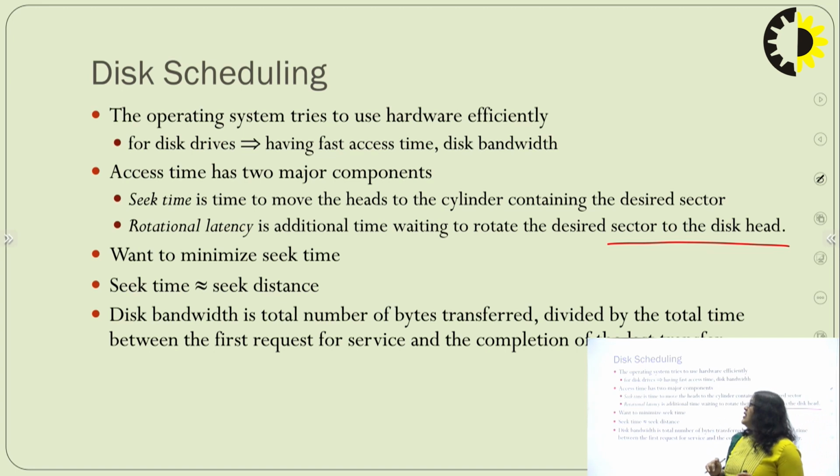So this is the basic of disk scheduling. Now the disk bandwidth means the total number of bytes transferred from the disk to the computer. So this is the disk bandwidth. So these are the basic important points of disk scheduling.